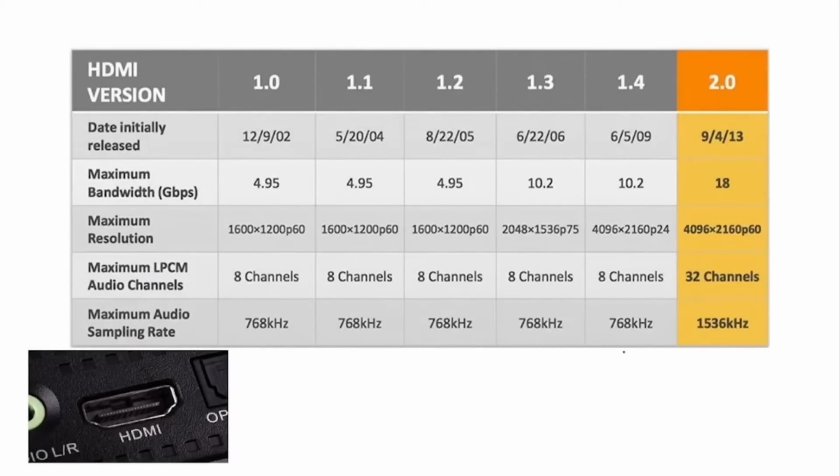Now let's go to HDMI ports. As you see, HDMI has different versions. Different versions have different maximum bandwidths, maximum resolutions, maximum audio channels and maximum audio sampling rates, refer to this graph.